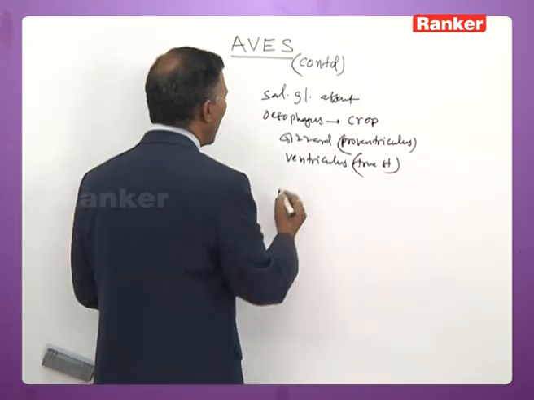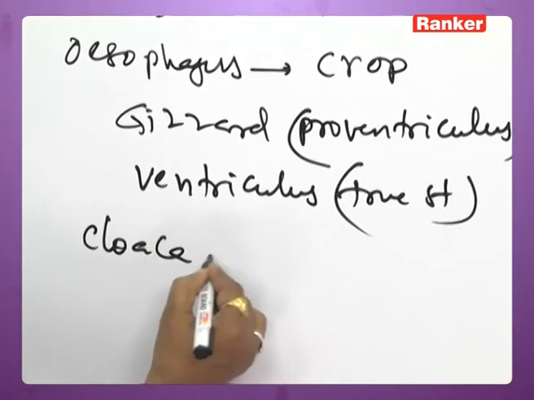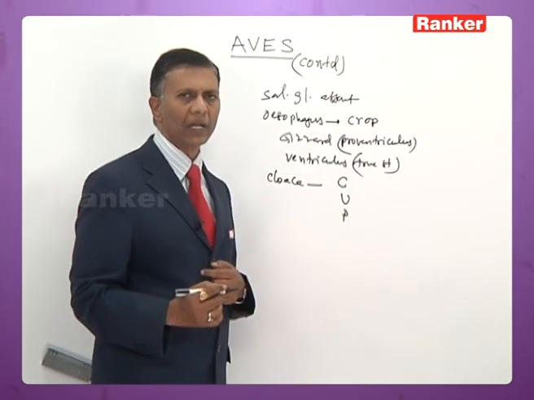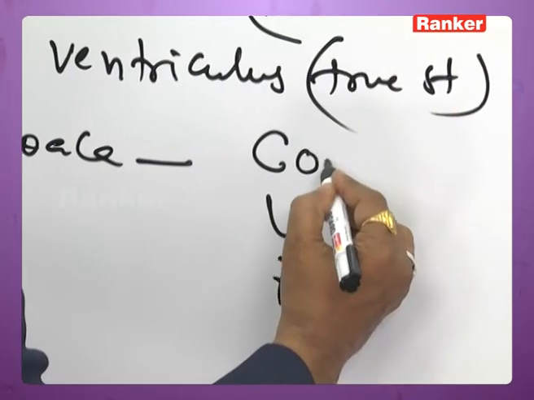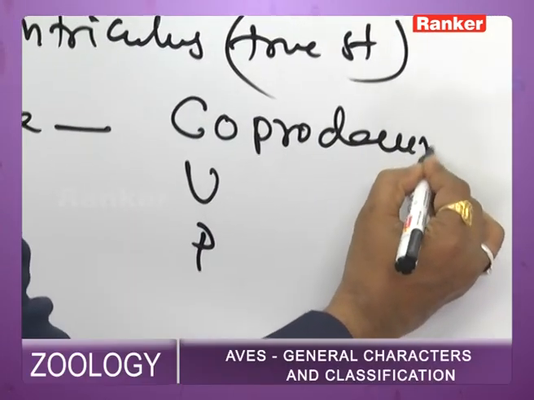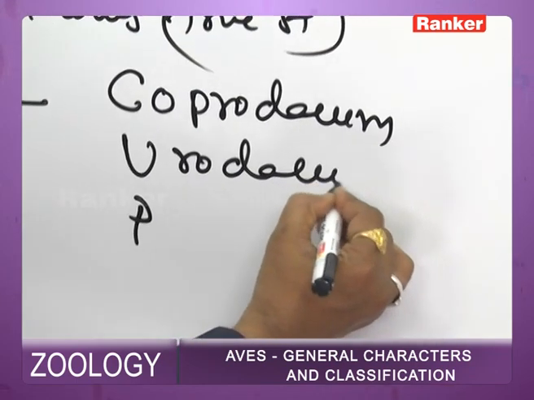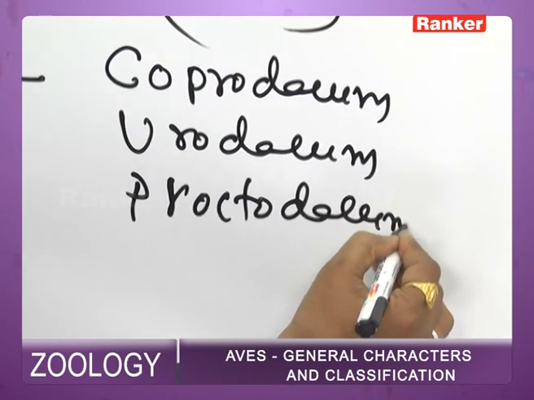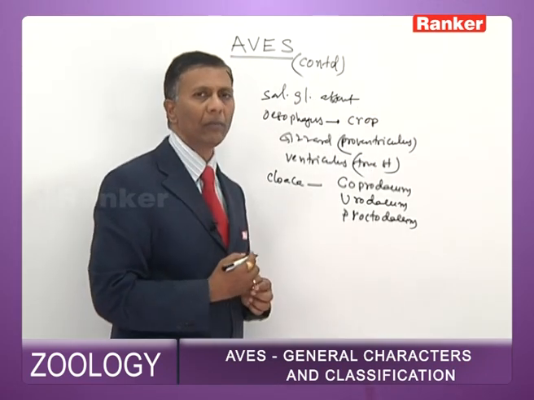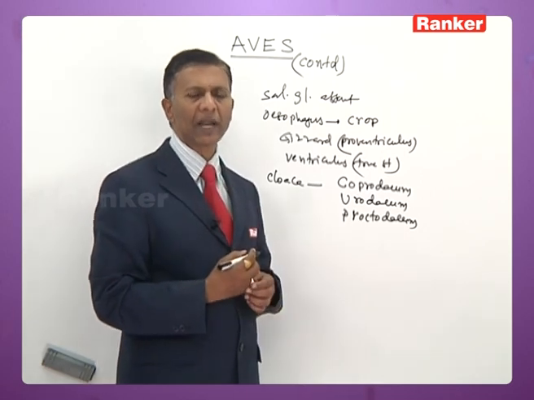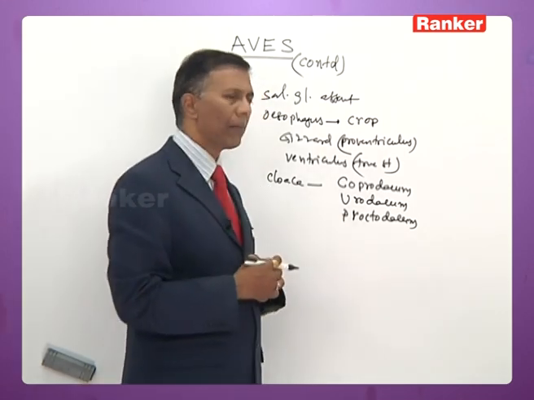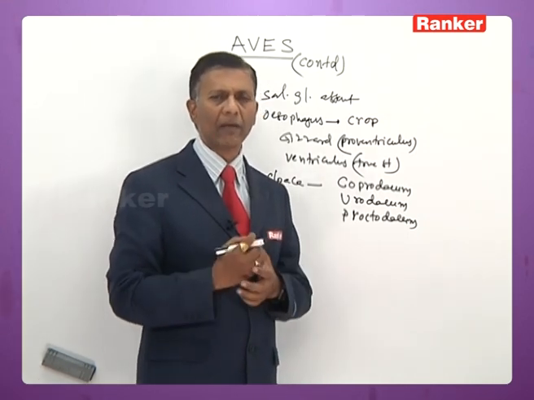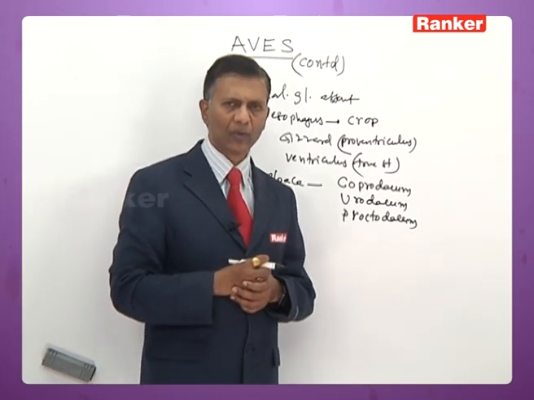Then cloaca in birds: in all birds cloaca shows three-part organization, which are referred to as coprodeum, urodeum and proctodeum. Among reptiles, this is noticed only in lizards, whereas in all birds you find this organization in the cloaca for reabsorption of water and salts from the outgoing fecal matter. This is one of the flight adaptations in birds, to conserve water.